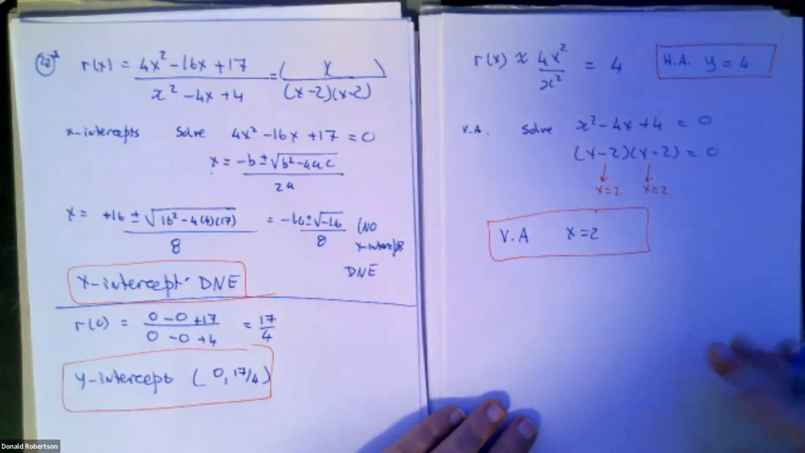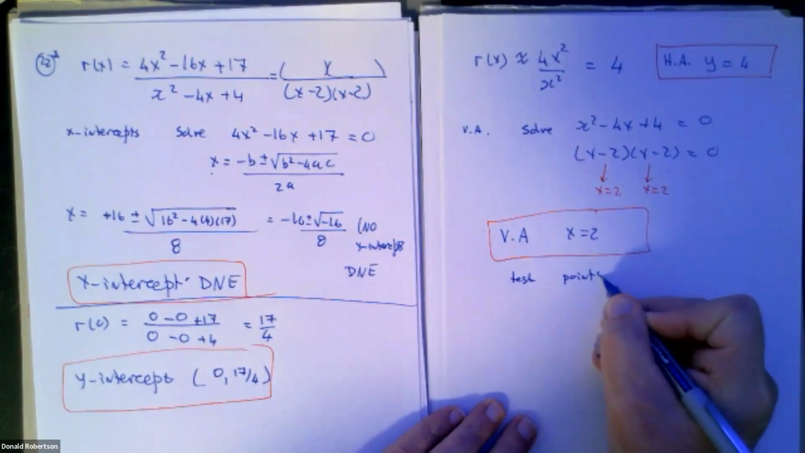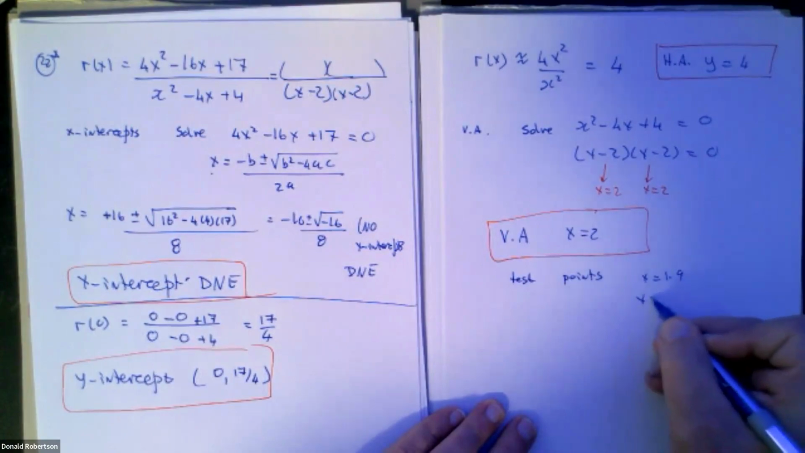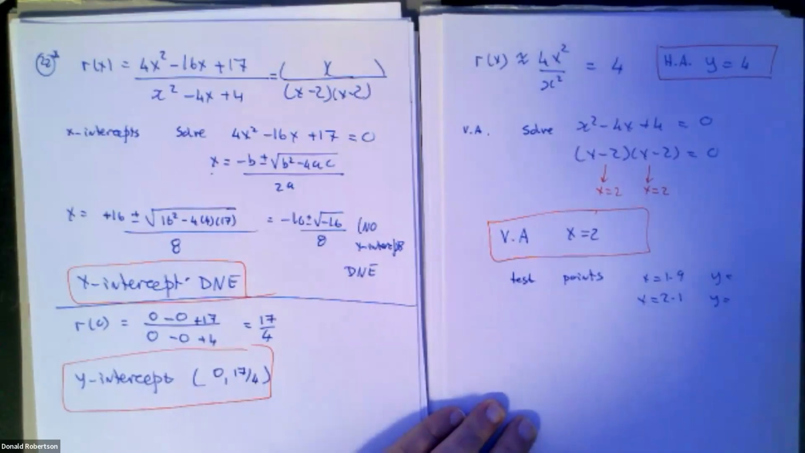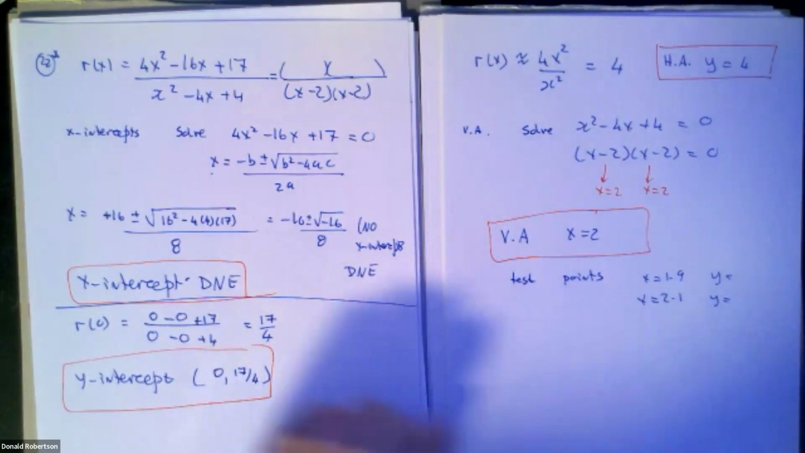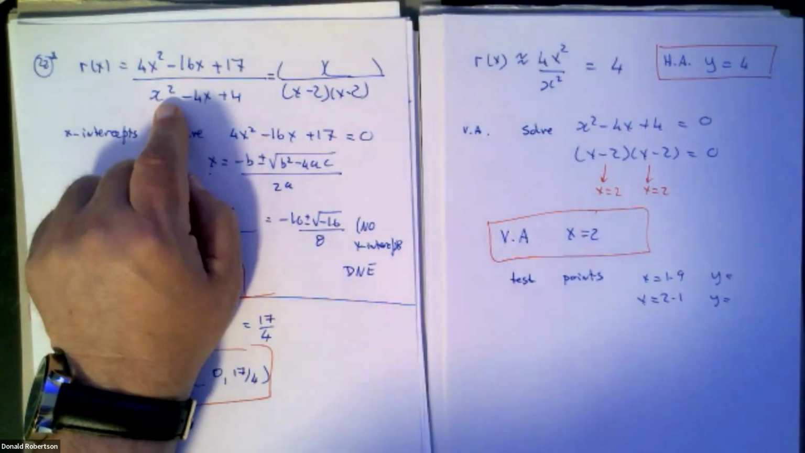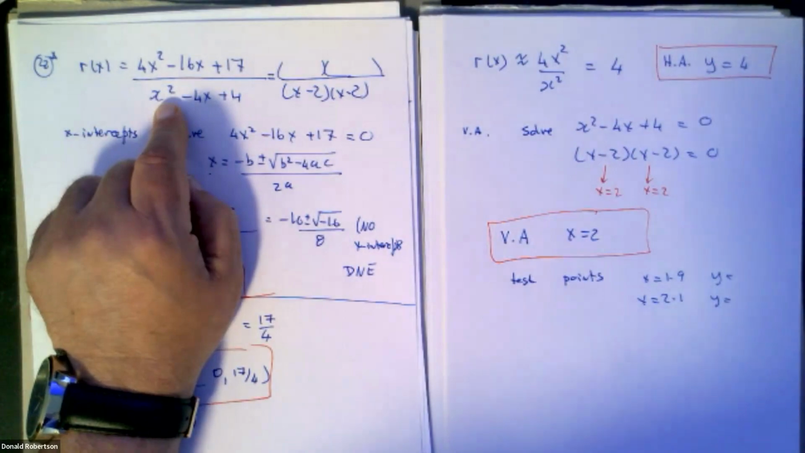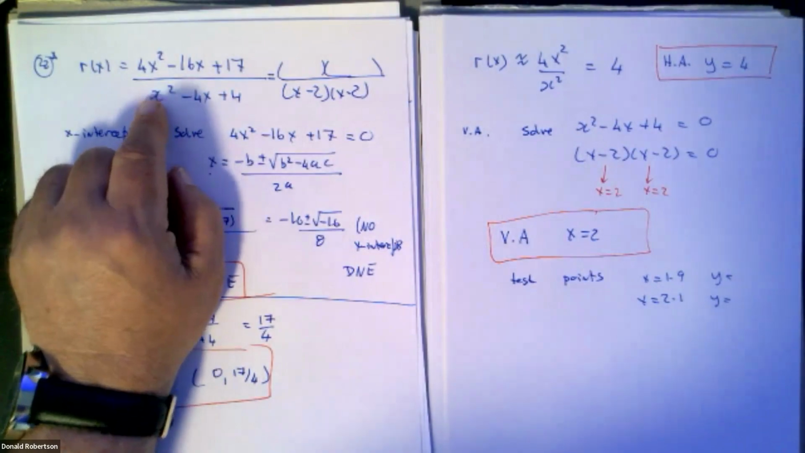So now we need to figure out what shape it is. So we have test points. And the test points are going to be 1.9, 2.1, and I'm going to evaluate this guy at both those points. So this guy, well, I can't really do that in my head, so I'm going to do it the old-fashioned way. Actually, I am going to do it in the calculator.